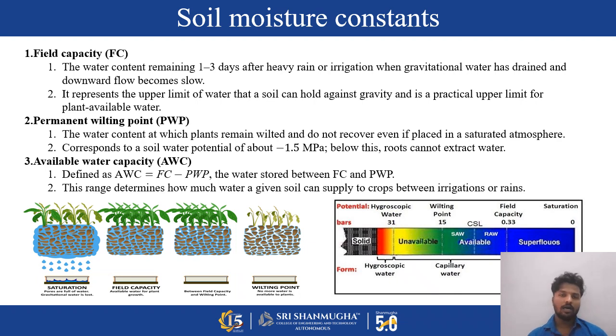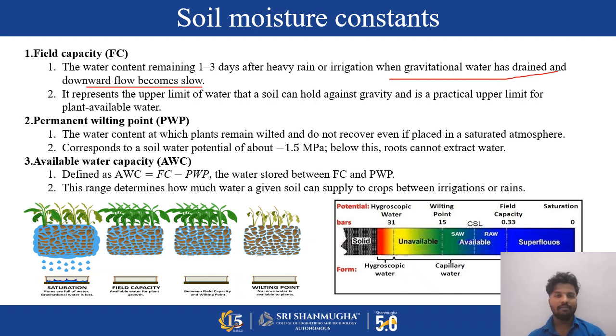So next one is the soil moisture constants. These are based on pressure ranges, that is, potential ranges. The soil constants are derived by research. The first one is the field capacity. It is the water content remaining 1 to 3 days after heavy rain or irrigation, when gravitational water is drained and downward flow becomes slow.